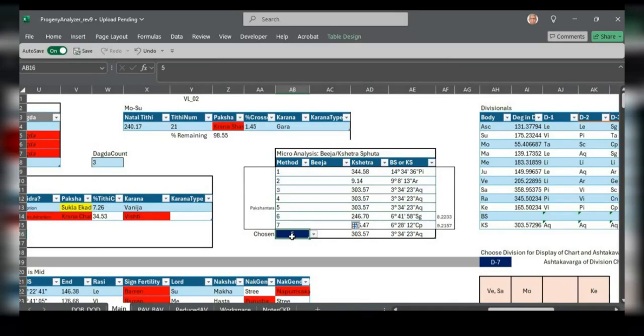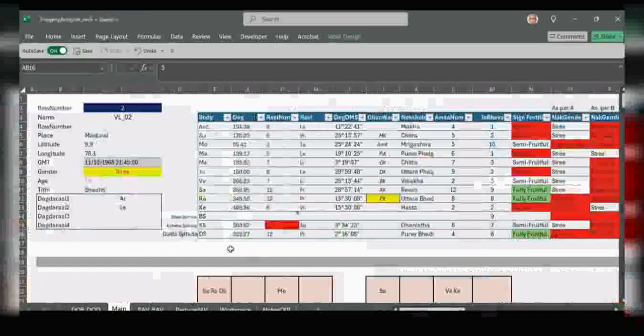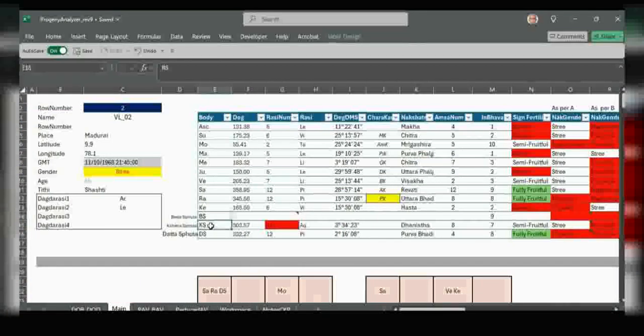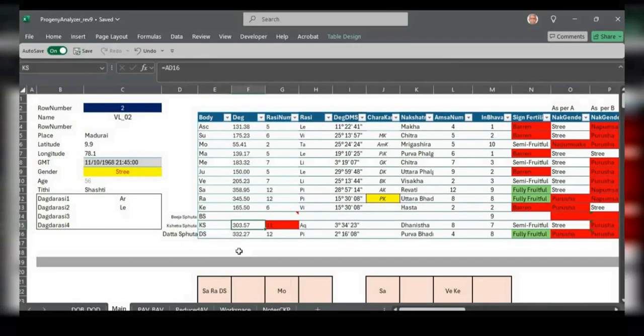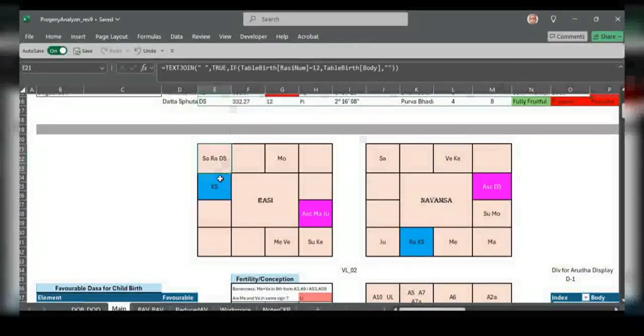This part is also to be understood clearly. The afflictions to the Bija Sphuta, because Bija Sphuta is now a part of that table, come back here. Whatever you choose there turns out to be the degree here, and all these afflictions are calculated for that, and for Kshetra Sphuta as well. I also included Datta Sphuta. You check Prashna Marga for how to use this, and the afflictions to these. In this case, the Datta Sphuta happens to be in the 8th with Saturn and Rahu, so there is no possibility of even an adopted child for this case.